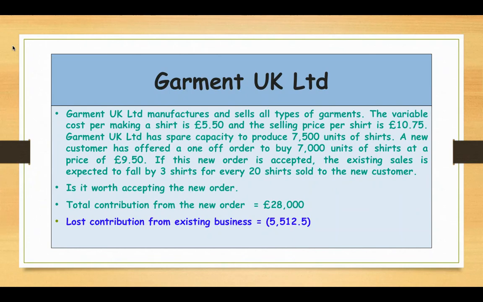I'll quickly repeat this again. Because the question says for every 20 shirts, we are going to lose 3 shirts of existing sales, and altogether we are going to sell 7,000 shirts, so 7,000 divided by 20, times 3, times our existing contribution per unit, which is £5.25. So the total lost contribution from the existing business is £5,512.50.